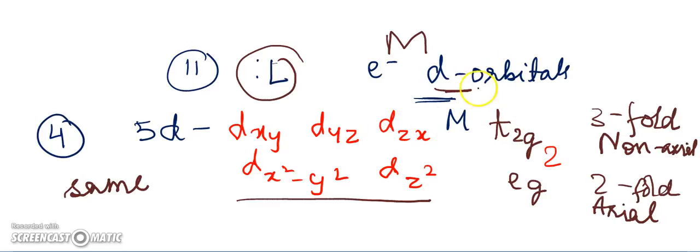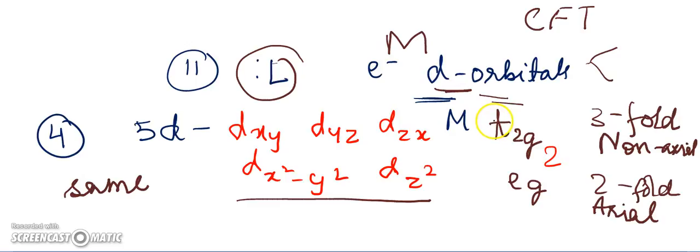The d orbitals split into two sets of orbitals having different energies. This is the basis of crystal field theory. The degeneracy of the d orbitals of the metal ion is lost, they go to different energy levels, and the d orbitals split into two sets of orbitals with different energies. This is called the crystal field splitting, and the theory has this basis.